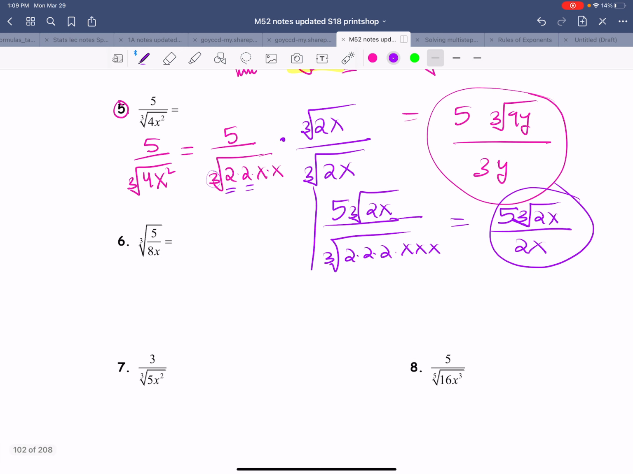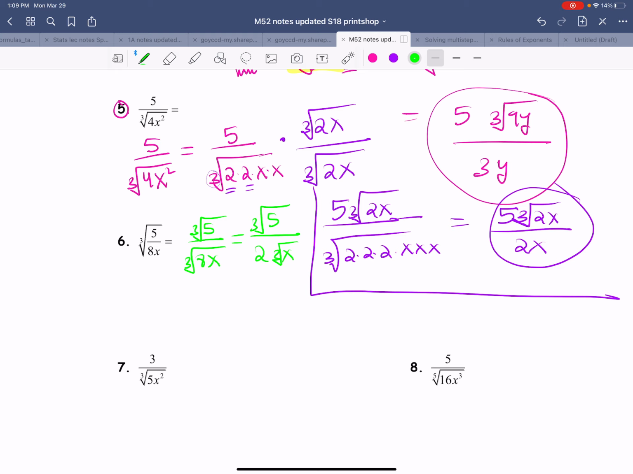Let's check out number 6 now. For number 6, first of all, I'm going to write the numerator and denominator separately. And then I'm going to go ahead and try to simplify. Because I see cube root of 8 is 2. That I can pull out right away. So cube root of 8 is 2. I pulled it out of the cube root.